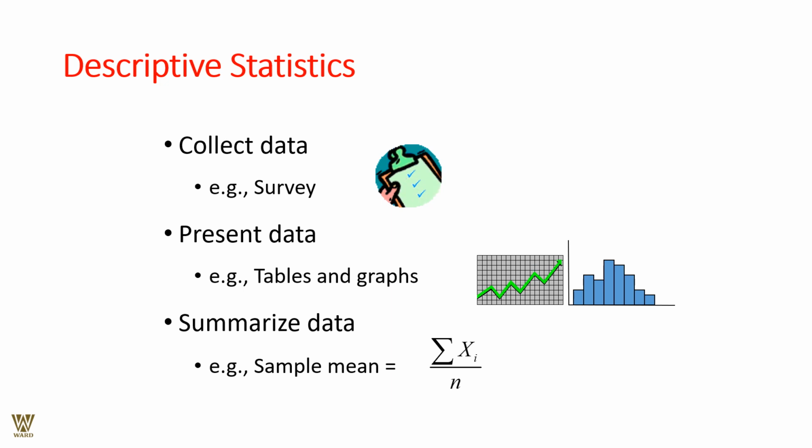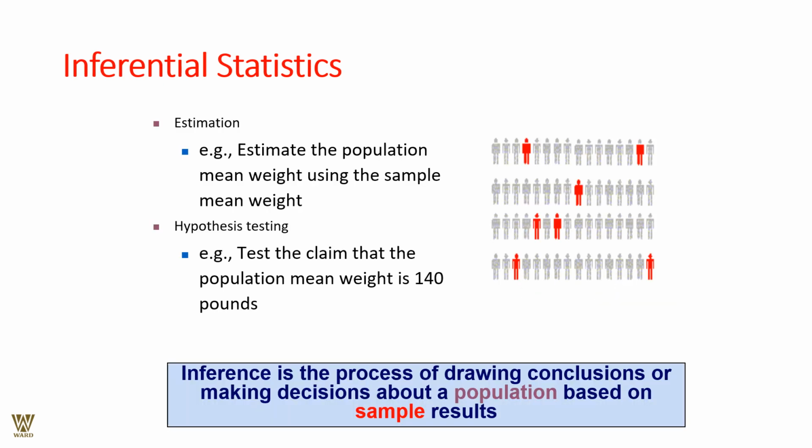The simple mean is the summation divided by the number in the population, or the sample size. Look at the population shown in this video. There are a number of people irrespective of gender. I have marked a few of them in red. The whole population is everybody included, but only the people in red have been marked as a sample. So we estimate the population mean weight using a sample mean weight, the weight per person on average. Hypothesis testing can test the claim that the population mean weight is approximately 140 pounds.